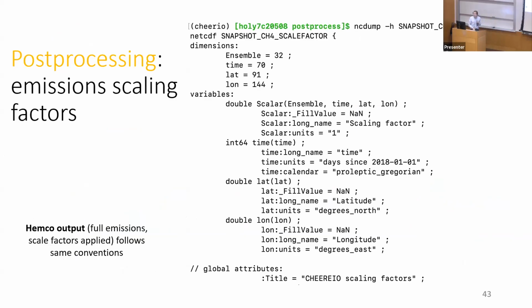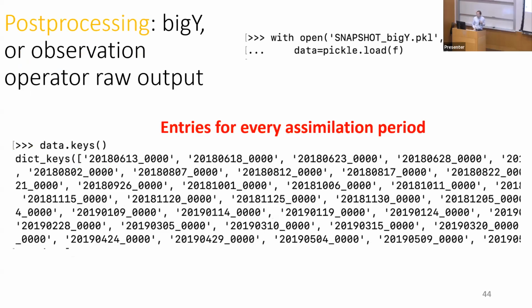It also updates your emissions scaling factors, but you can also look at the HEMCO output. So this is basically HEMCO applies the scaling factors to your emissions so you can get emissions in units of emissions rather than in units of scaling factors. That's very helpful data to look at.